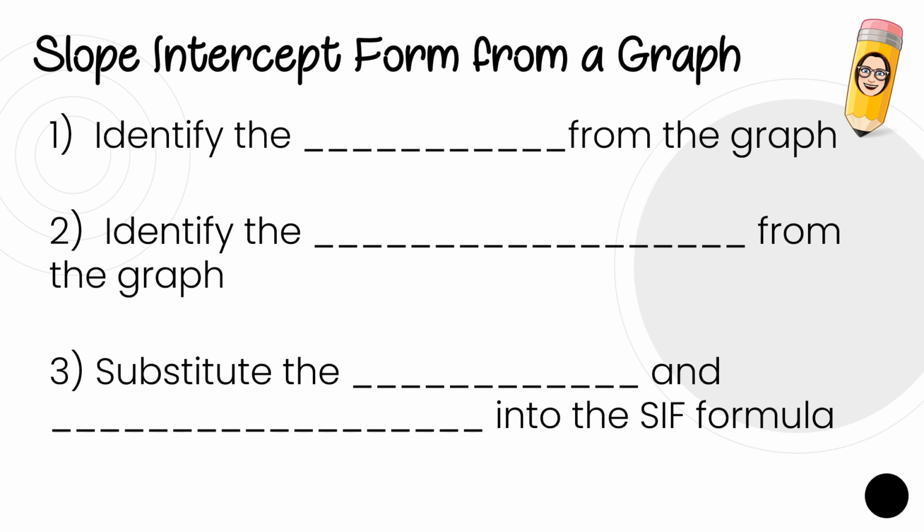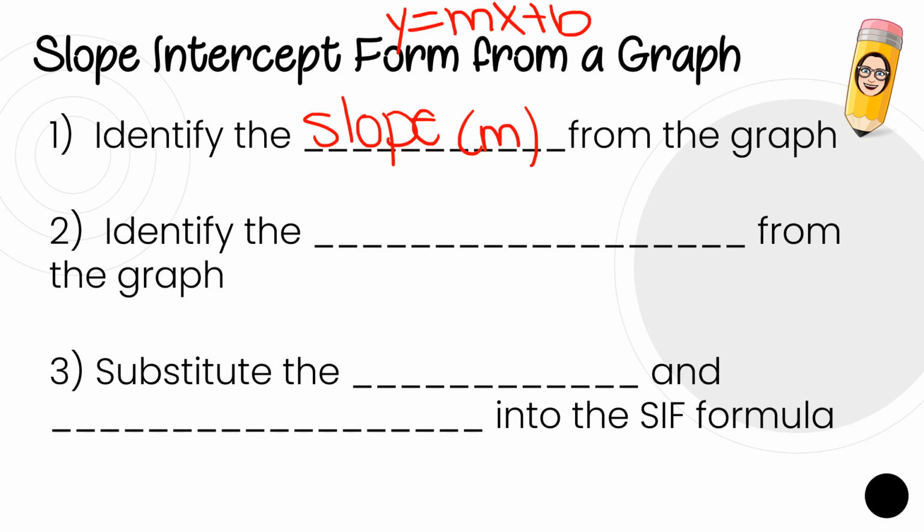All right, for this lesson, let's specifically start with slope-intercept form. On your notes, if you don't already have it, you should see y equals mx plus b. So our first goal is we need to identify the slope, or the m. We're going to count it. You're going to look at the graph, count the slope, and replace the m value.